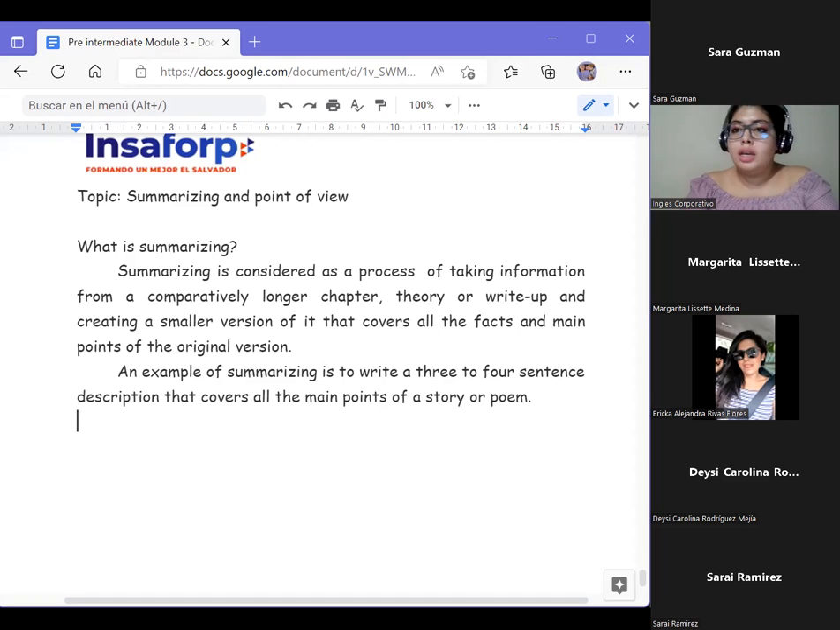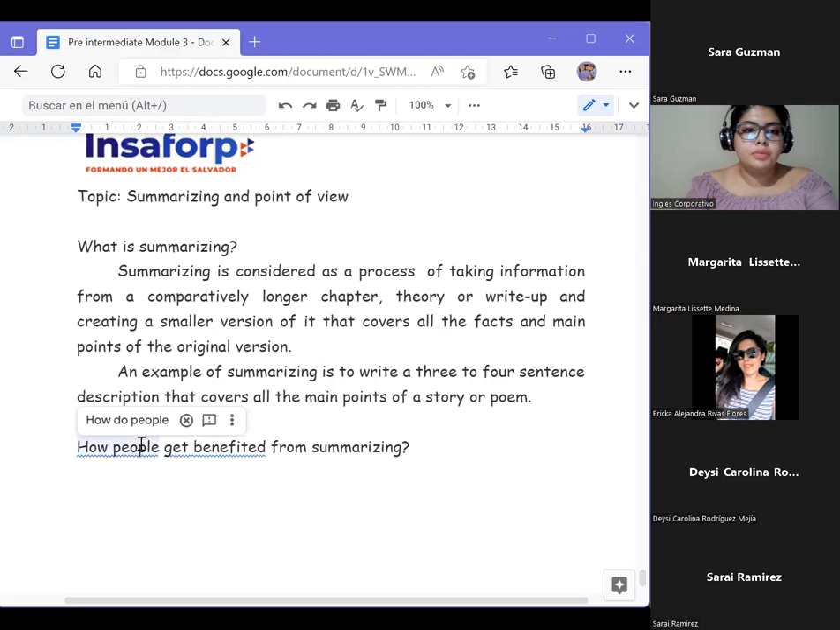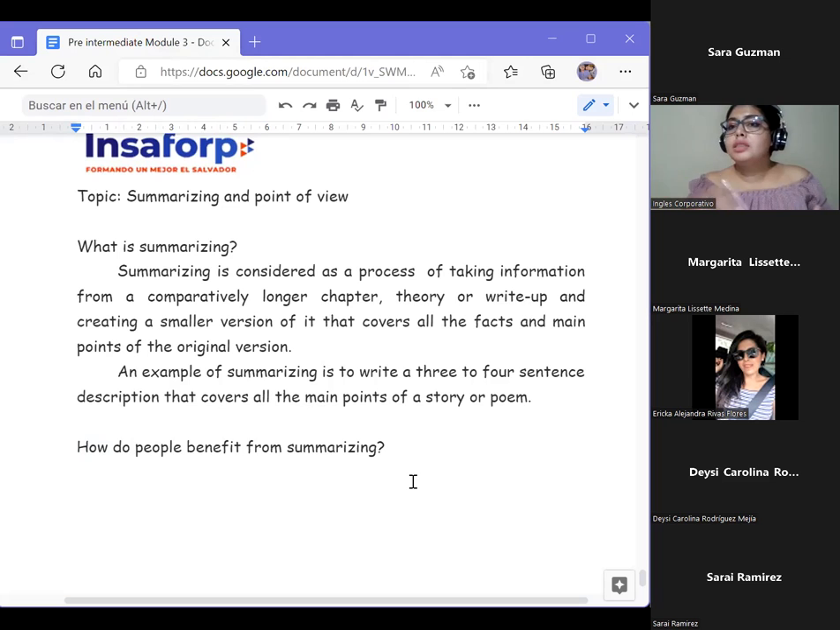Then, how can we get benefit from summarizing? Because in this case, it's very important to know that we're going to make it short. So in this case, we know that it's very important to do the sign up activities, but how can we get a benefit in this situation?